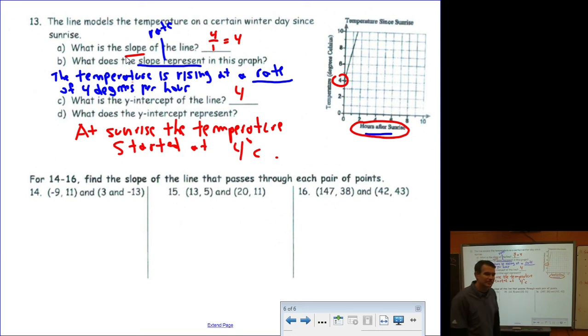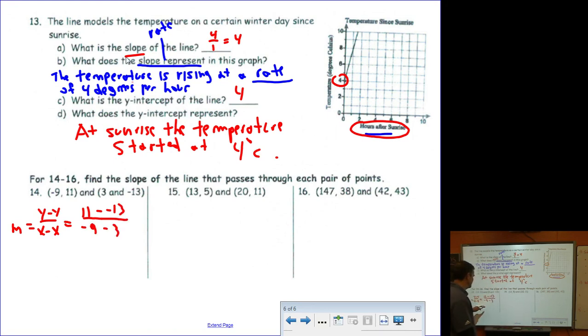All right, the last 3 problems, I need to find the slope of a line. I'm going to use the slope formula. In number 14, the slope would be y minus y over x minus x, which in this case would be 11 minus negative 13 over negative 9 minus 3. That would be 24 over negative 12, which is negative 2.